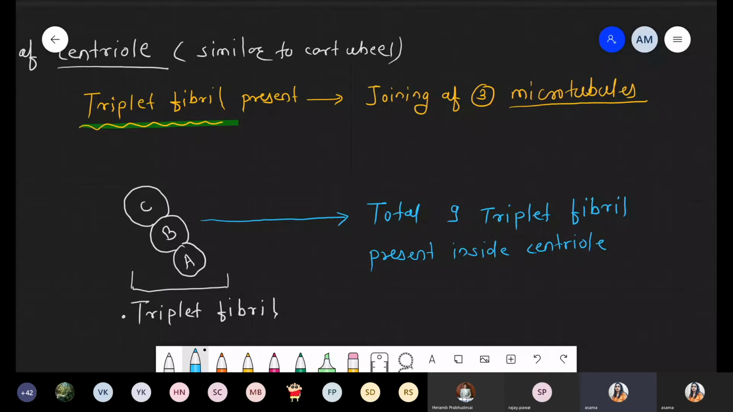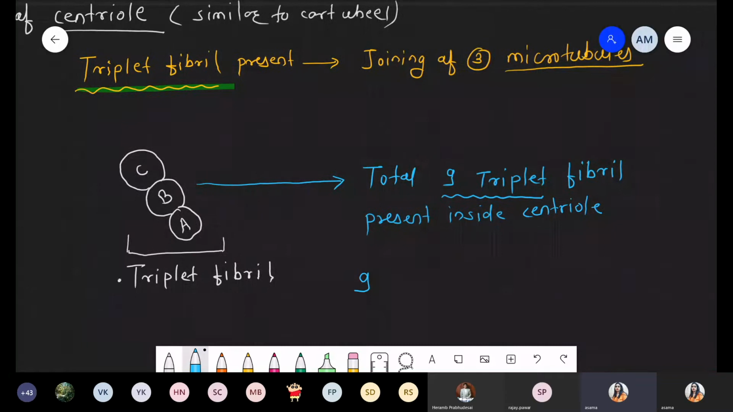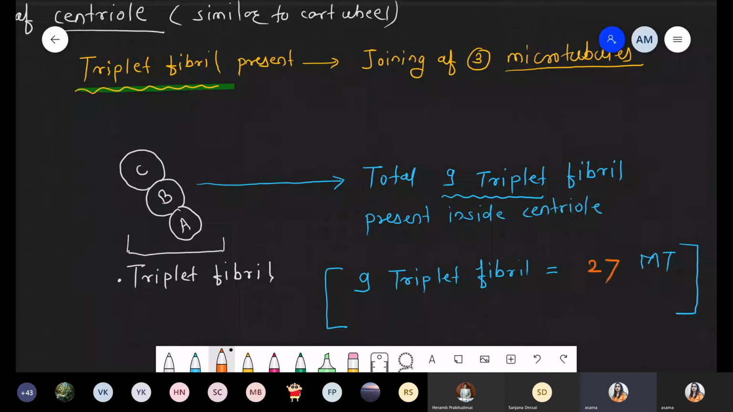Can you tell me, when we are talking about a total of 9 triplets, how many microtubules are associated with the 9 triplets? If you want to calculate, 9 triplet fibrils is equal to how many microtubules? We just discussed that 1 triplet fibril is equal to 3 microtubules. So quickly tell me. 27. Yes, these are the 27 microtubules.